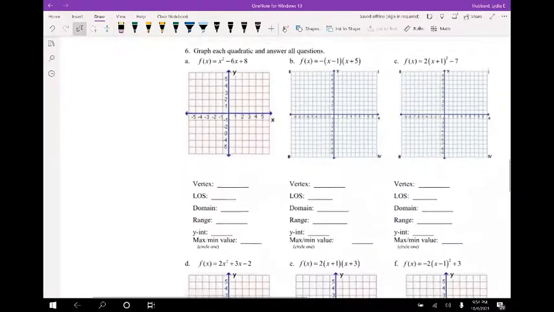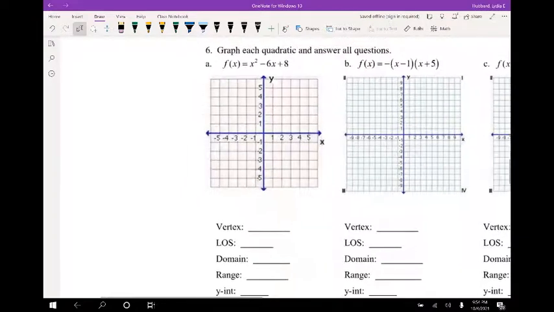So we're going to start this first one. This one is in what we call standard form, which is y equals ax squared plus bx plus c. And when we have something like this, the easiest way to graph it is to convert it to the intercept form. So in order to do that, we're going to do new parent function. So we'll take f of x equals x squared minus 6x plus 8.